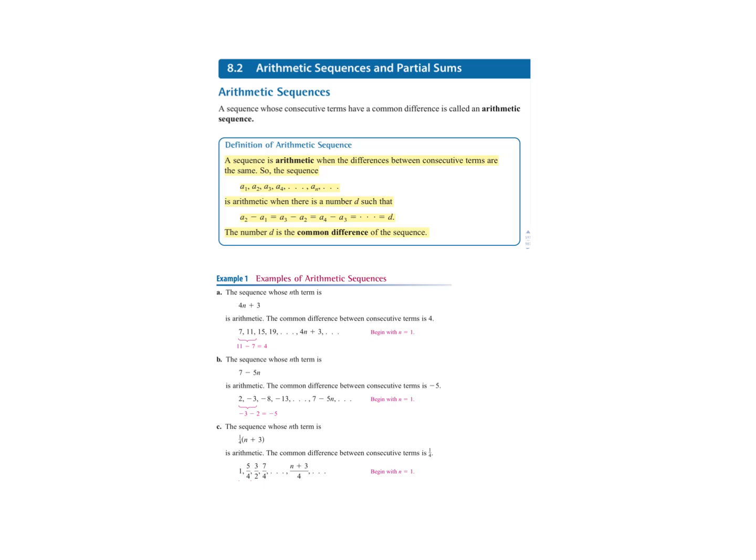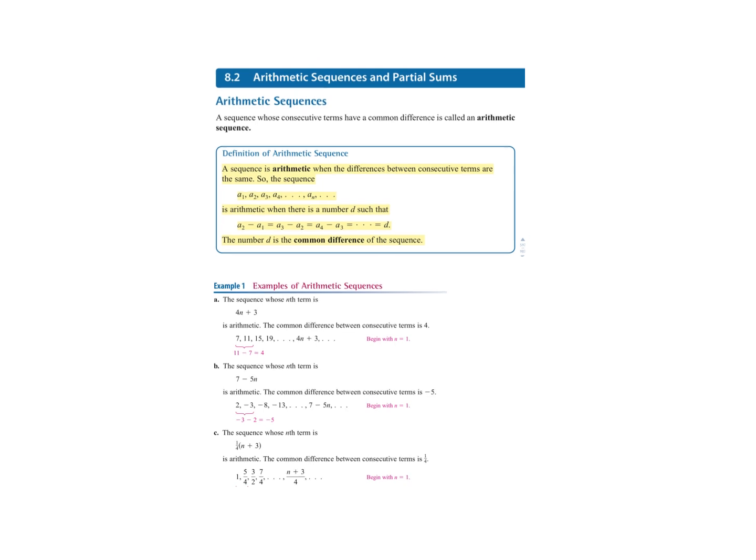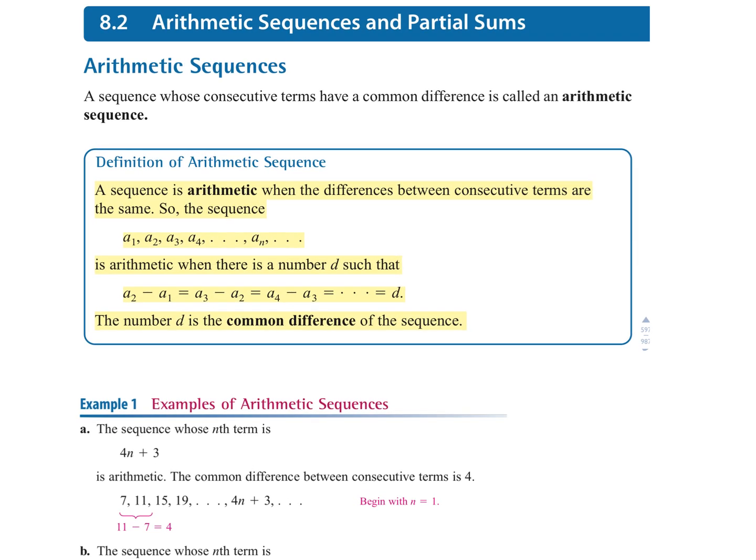So in 8.1 yesterday, we talked about sequences and series, kind of like a broad introduction. In 8.2, we're going to talk about a specific type of sequence, which is an arithmetic sequence. An arithmetic sequence is when there is a common difference between terms. So it's when we're adding or subtracting the same number to get from one number to the next.